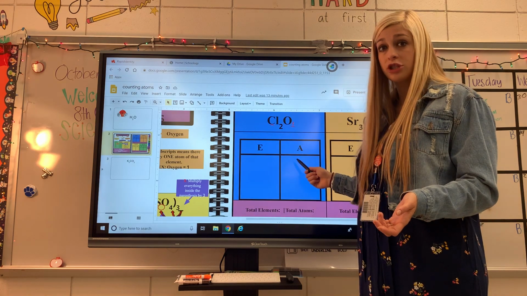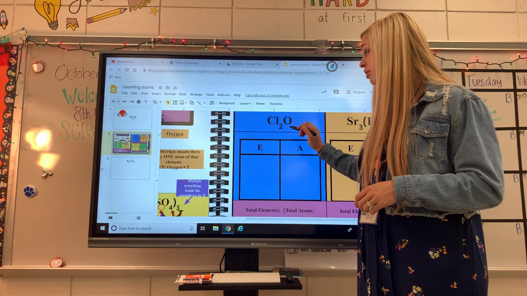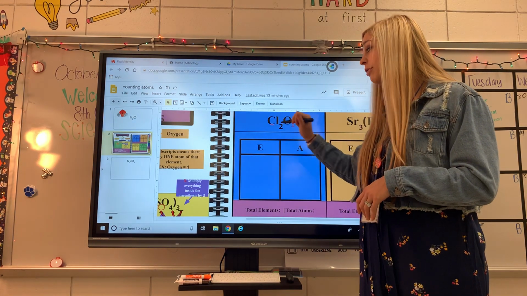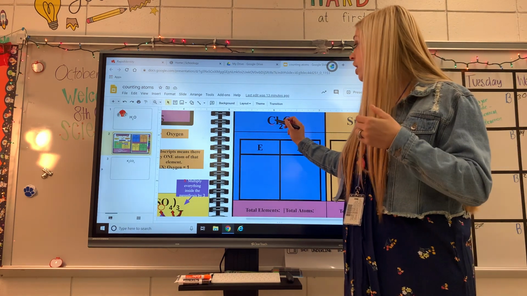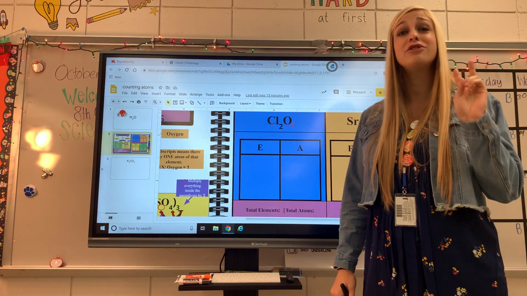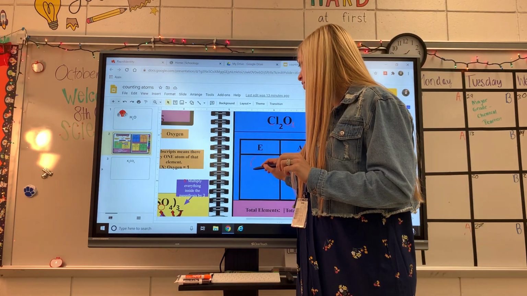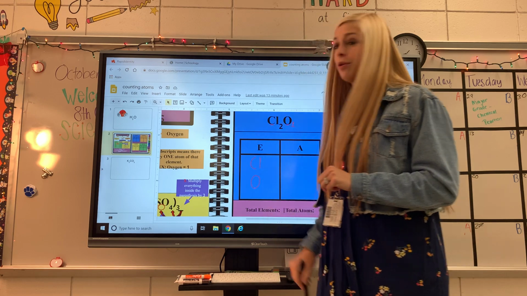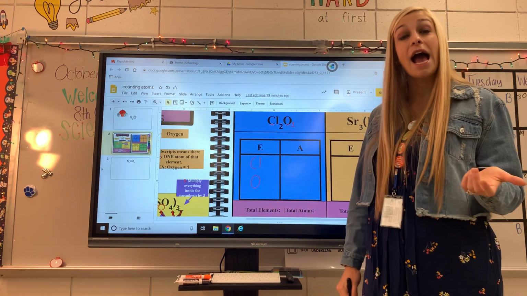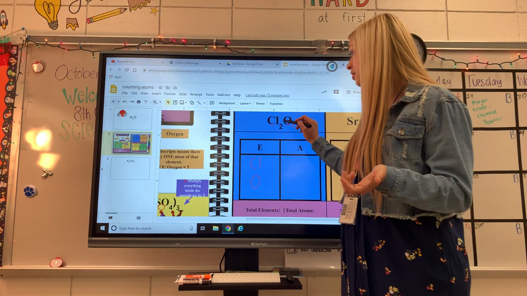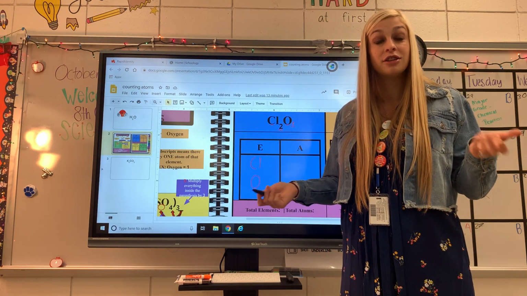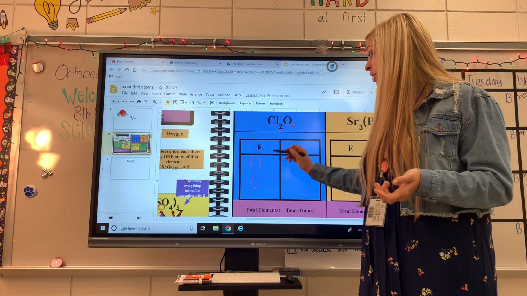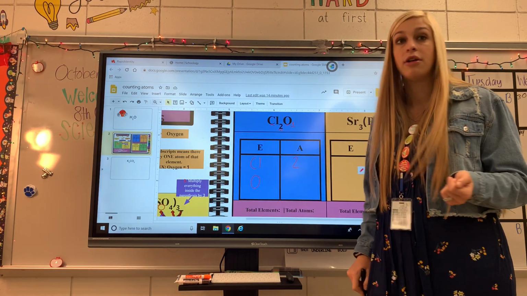So I make my EA chart. Remember, if you were doing this on paper, you just draw a T chart and put EA. Let's list our elements. We have 2 capital letters, so we have 2 elements, Cl and O. How many atoms of Cl do we have? Well, it has a subscript. It tells us the answer. Remember, it's in the name. So 2 atoms of Cl.